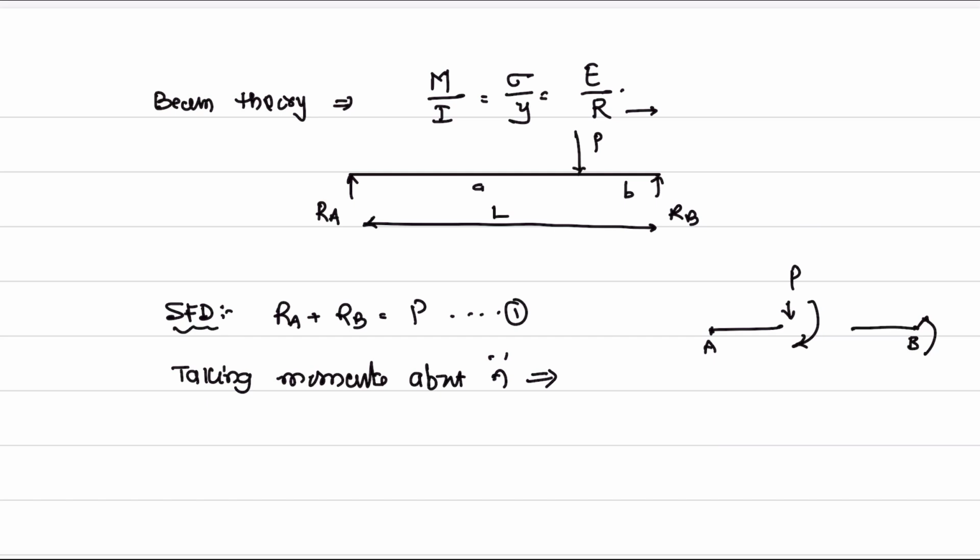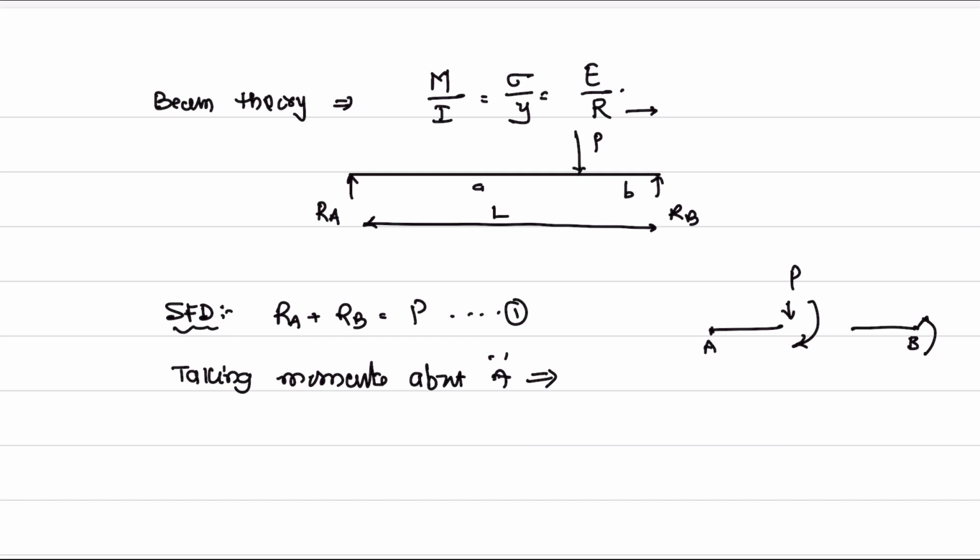Okay. Now taking moments about RA, the clockwise movement should be equal to the anti-clockwise movement, because in a simply supported beam, at the end support, that is RA, the total movement will be 0. At the end support, the movement in a simply supported beam is 0. That means total anti-clockwise movement will be equal to total clockwise movement.